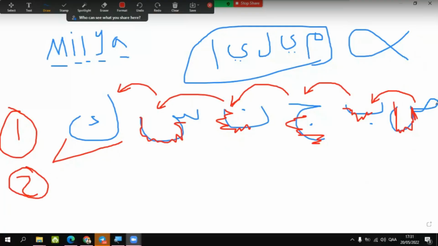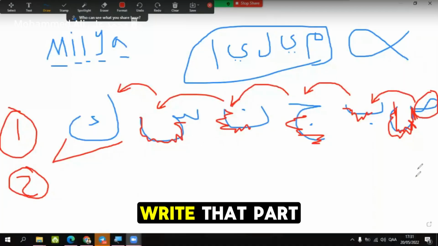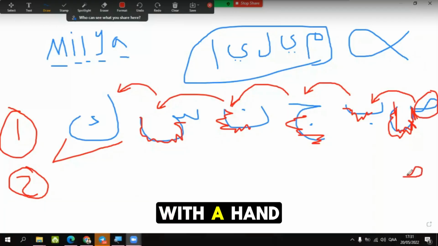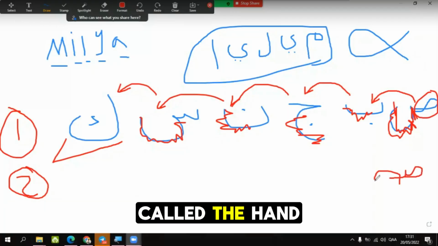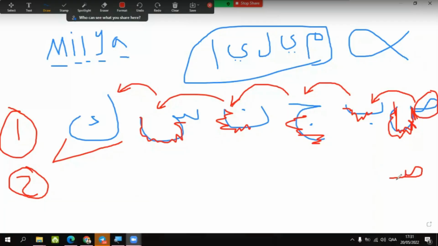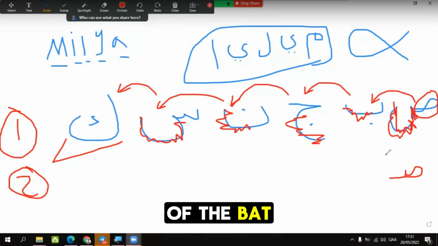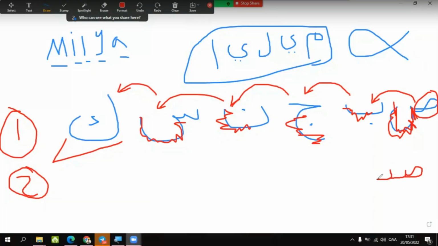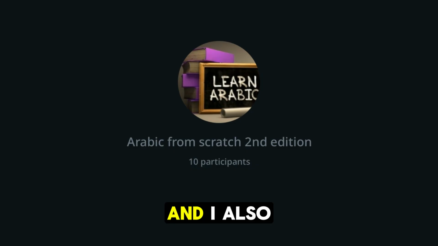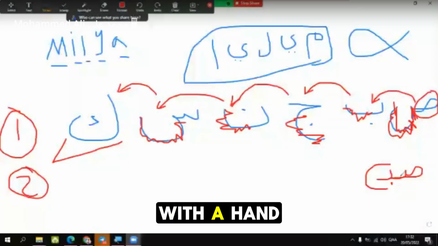For example, I cut half of the sod, right? So I still have that part. So I will write that part with a hand. Look, this is called a hand. Why do we have that hand? So it can catch the next letter. So I still have this part of the ba. So I write it. Look, the hand of the sod catches the ba. And I also write the ba with a hand.